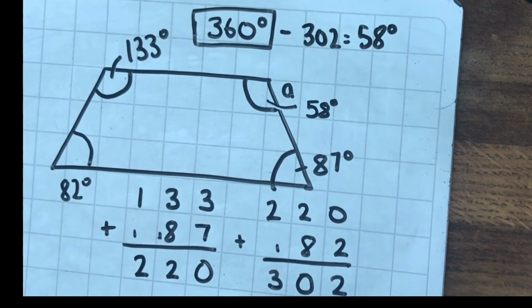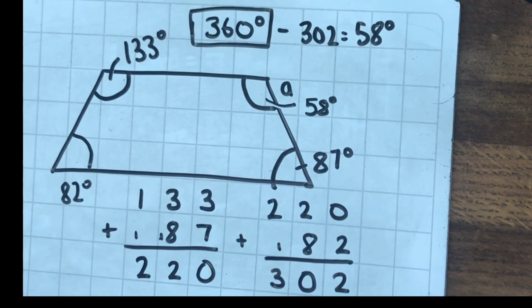So to work out the missing angle in a quadrilateral, you add the angles that you already know and take away the total from 360. Different from a triangle, because in a triangle the angles add up to 180, but in a quadrilateral they add up to 360. So it's the same steps, you just need to take away the total of the angles you already know from 360.